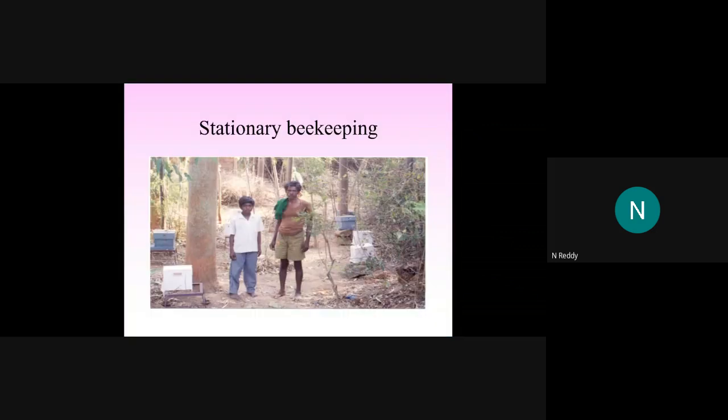Stationary beekeeping is keeping bee boxes in one place all through the year, where in the flowering season, that is called honey flow season, bees get honey naturally, that is nectar and pollen naturally. During the off season, we have to feed the bees with sugar solution, sterile sugar solution.